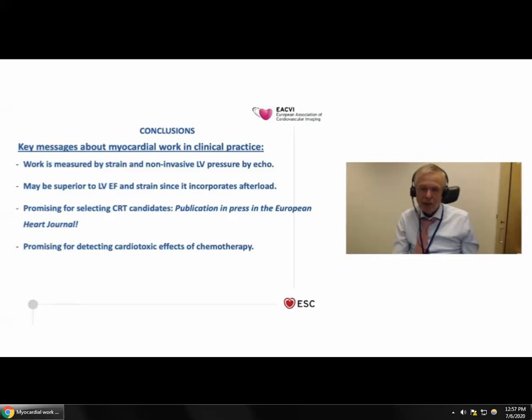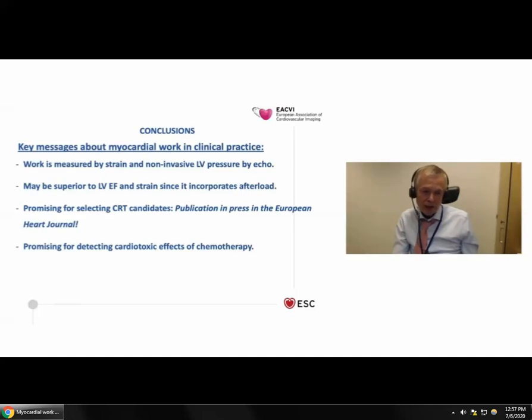And the key messages about work at this stage for clinical application may be that work is measured by strain combined with non-invasive LV pressure. That's the method, which is done by echo and cuff pressure. Furthermore, work may be superior to ejection fraction and strain since it incorporates the pressure, the afterload.